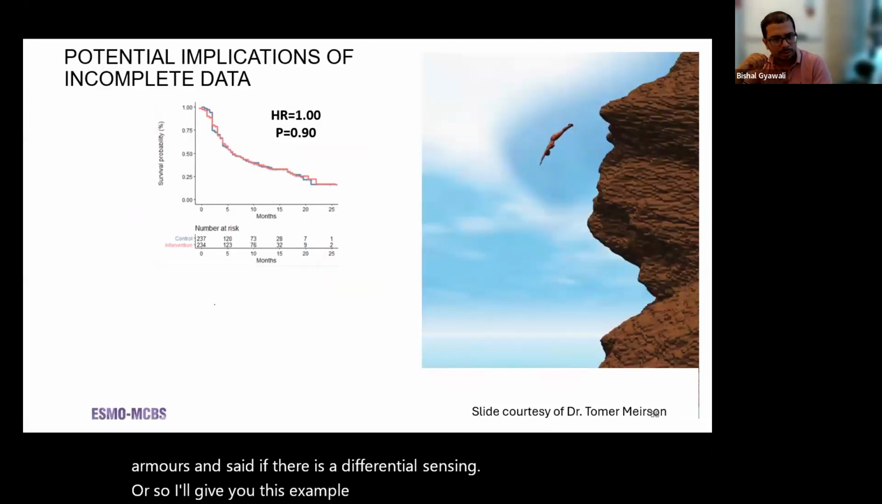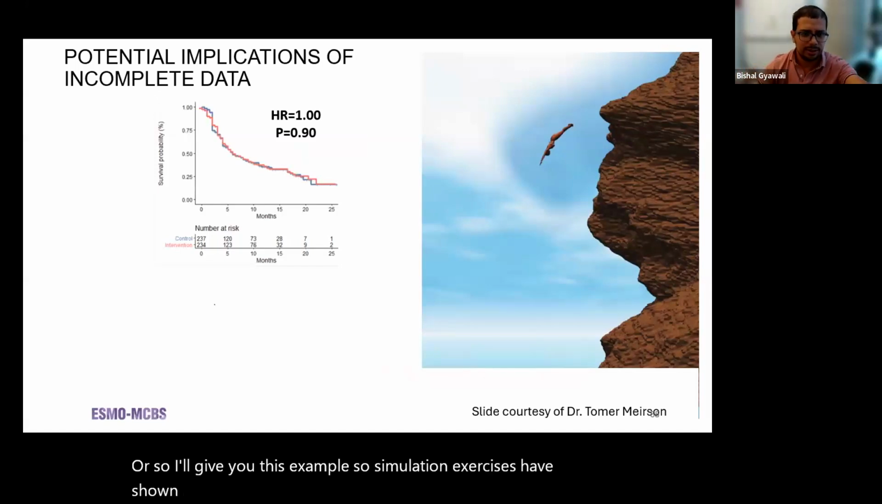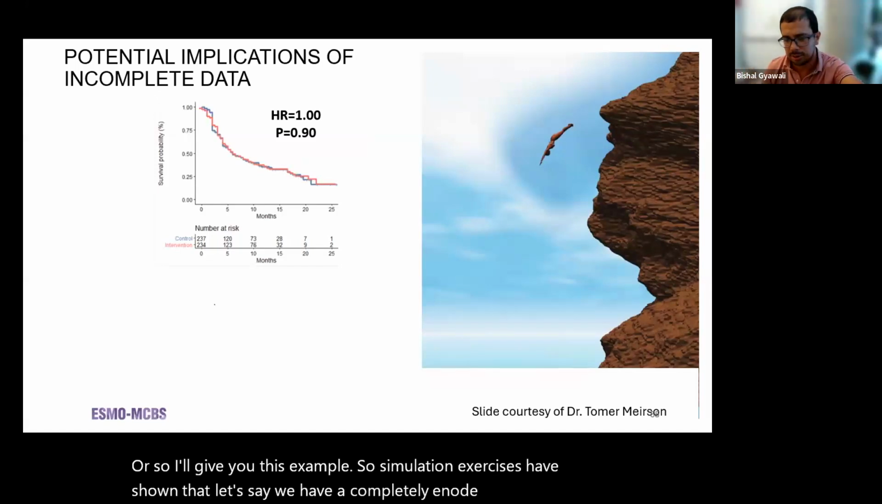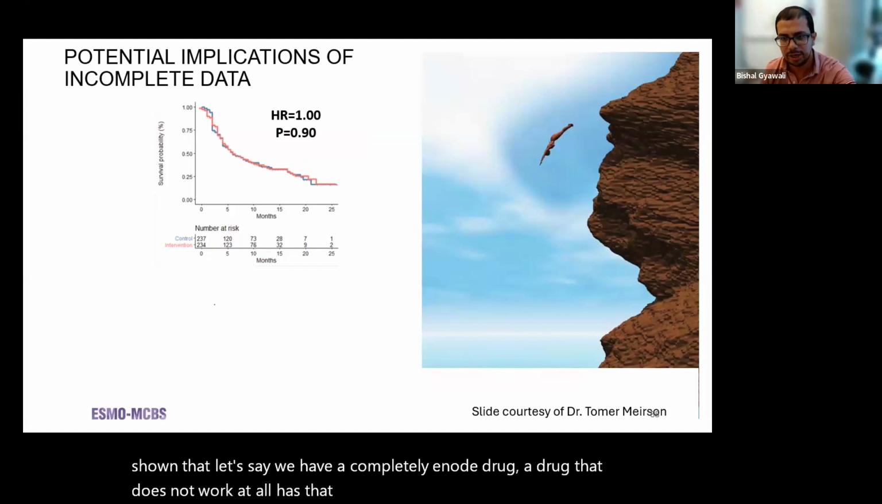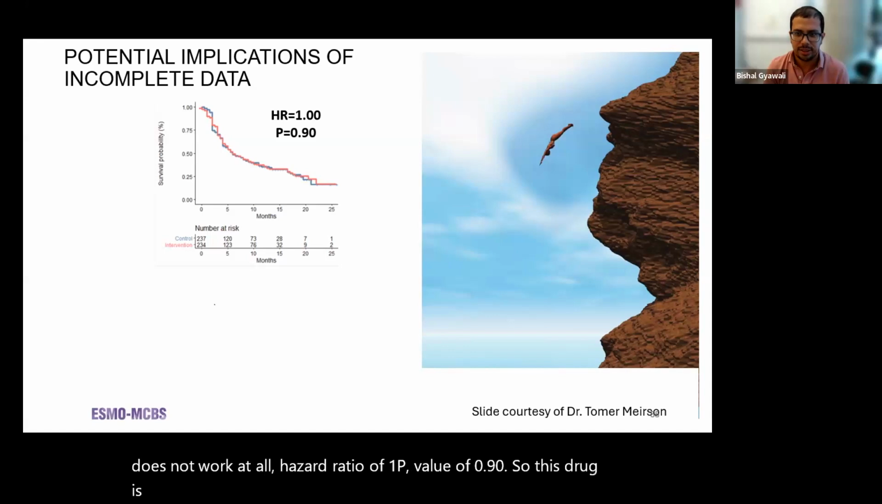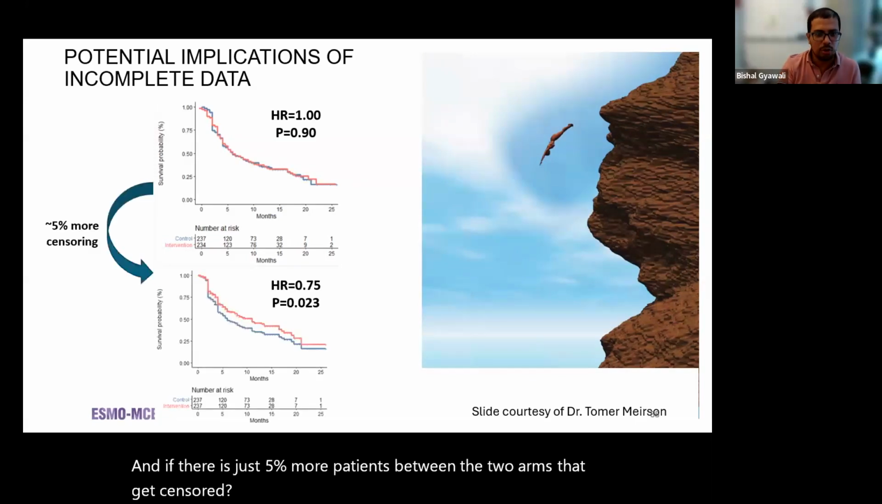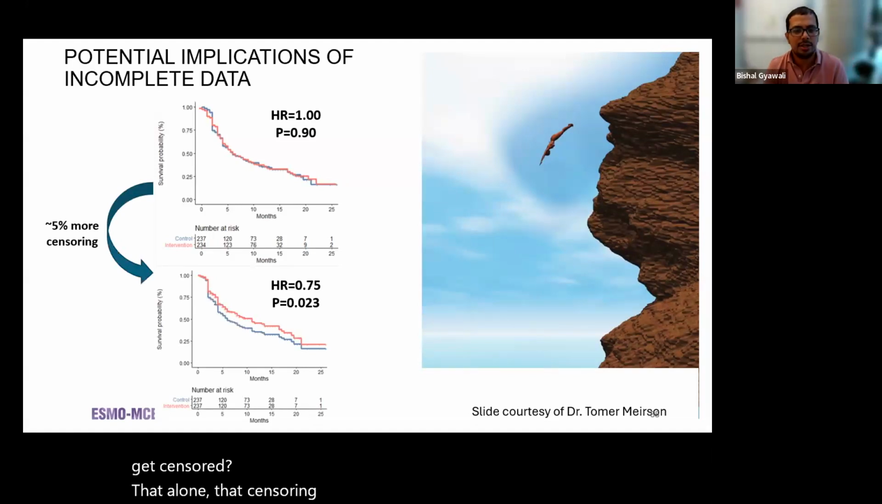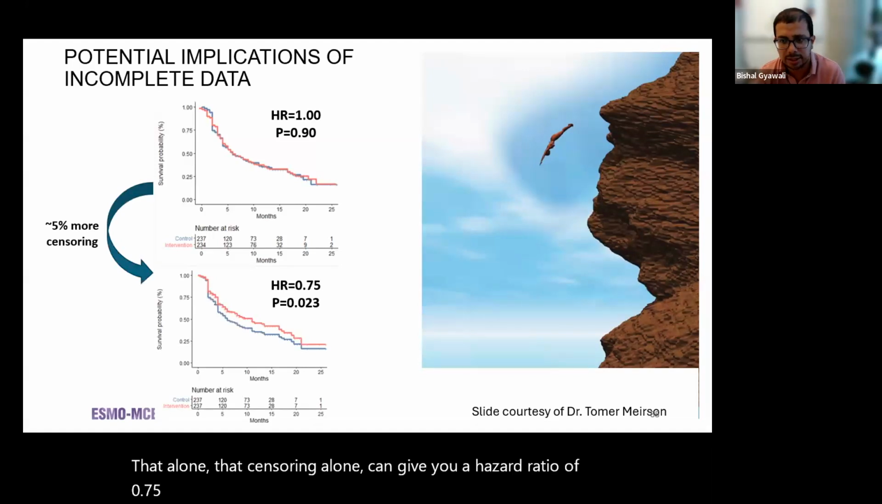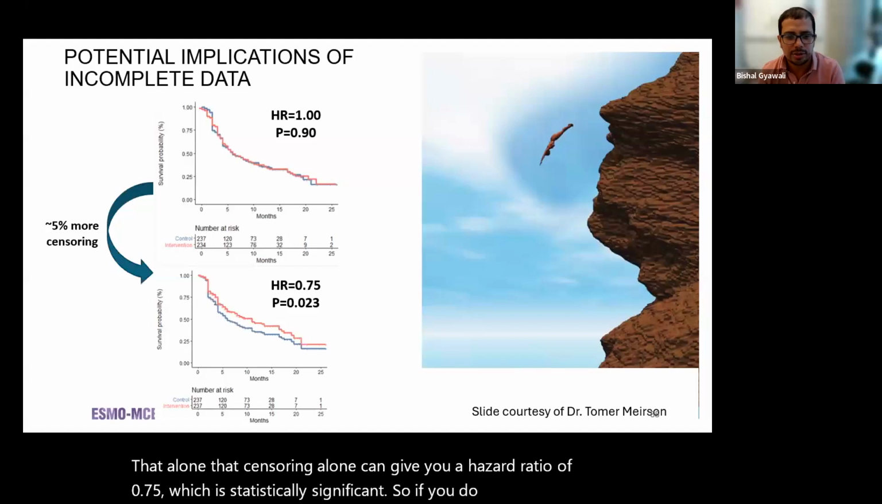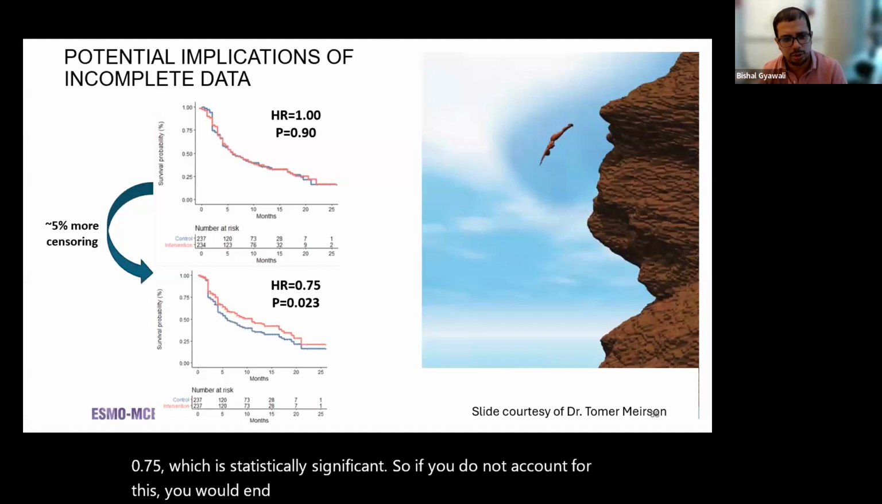Simulation exercises have shown that, let's say we have a completely inert drug, a drug that does not work at all, hazard ratio of 1, p-value of 0.90. So this drug is completely useless. But if this drug is more toxic, and if there are just 5% more patients between the two arms that get censored, that censoring alone can give you a hazard ratio of 0.75, which is statistically significant. So if you don't account for this, you would end up concluding that this is a good drug when in fact it's a completely useless drug and even more toxic.